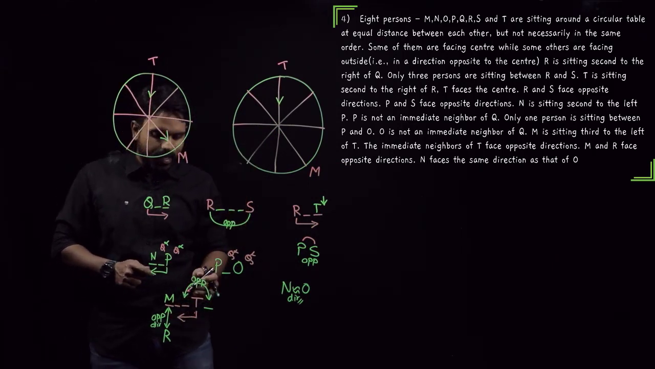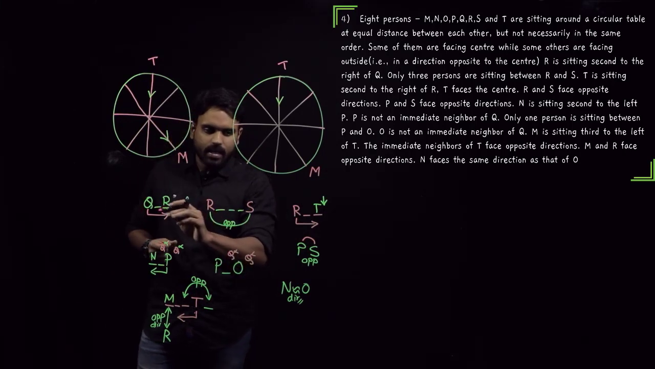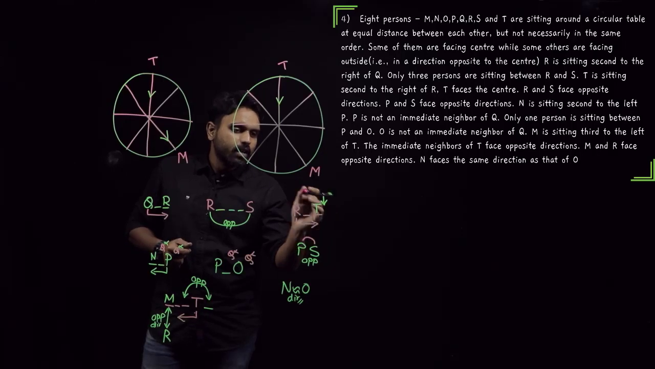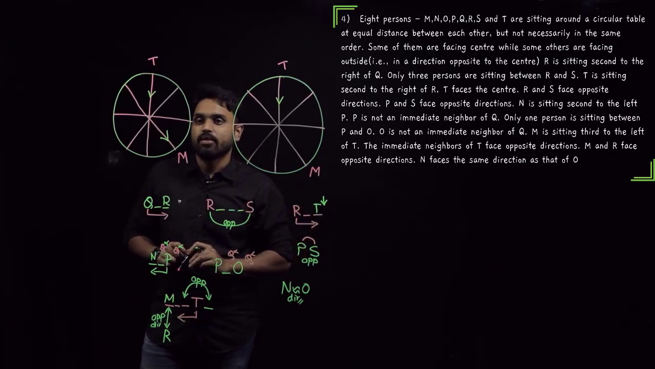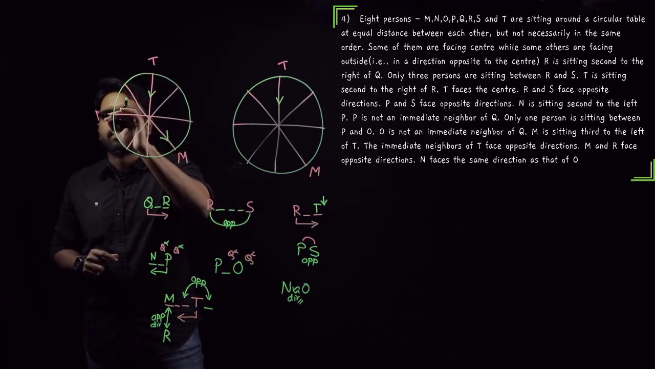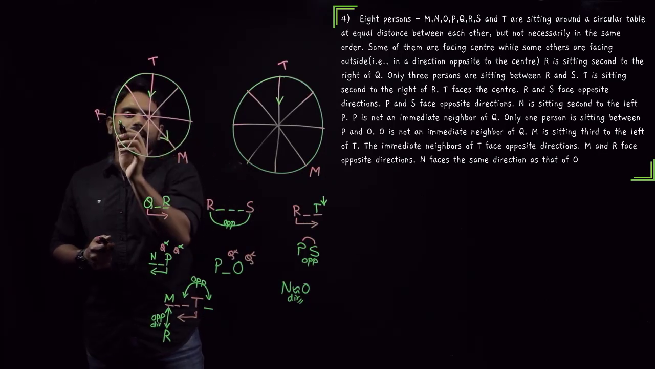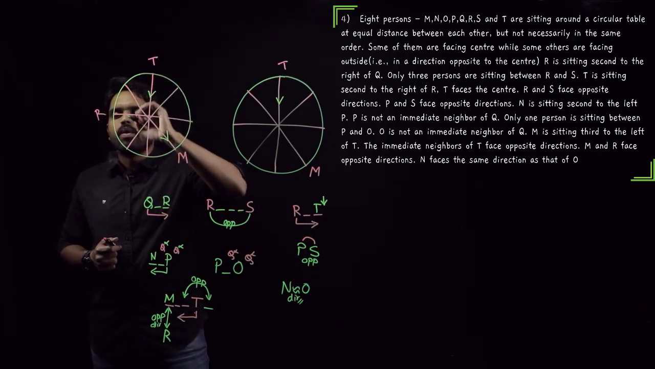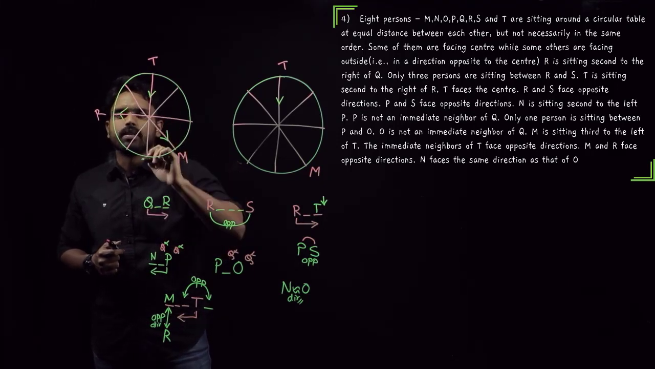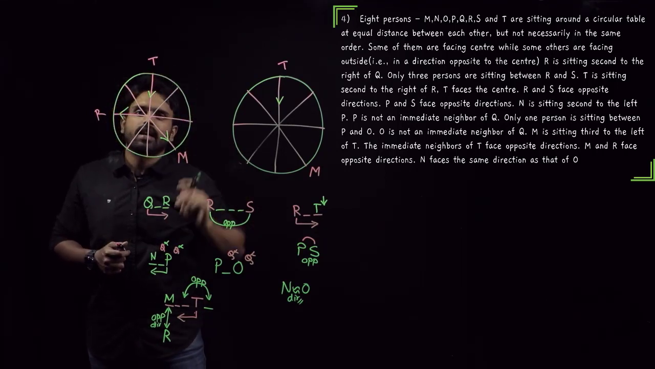Now, the next statement, what we can make out? R and S are in opposite. Is there anything that we can write with respect to T? Yes. Second to the right of R, T is there. If R is here, let me put my R here, then second to the right, T must be there. So, in which direction should R be facing? R must be facing outwards. If R is facing outwards, first to the right, second to the right, I'll have T.